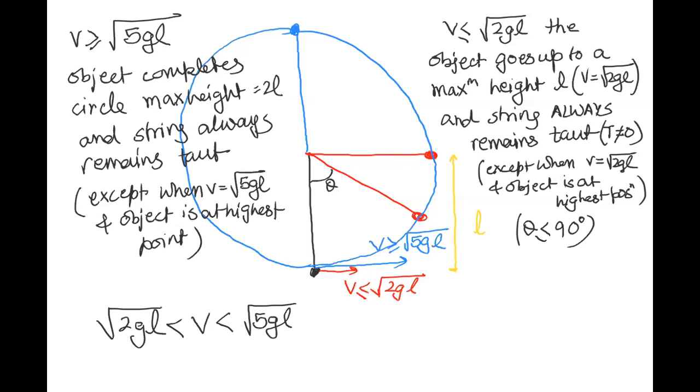What would happen? Okay, what would happen if velocity is less than root 5 GL, greater than root 2 GL?